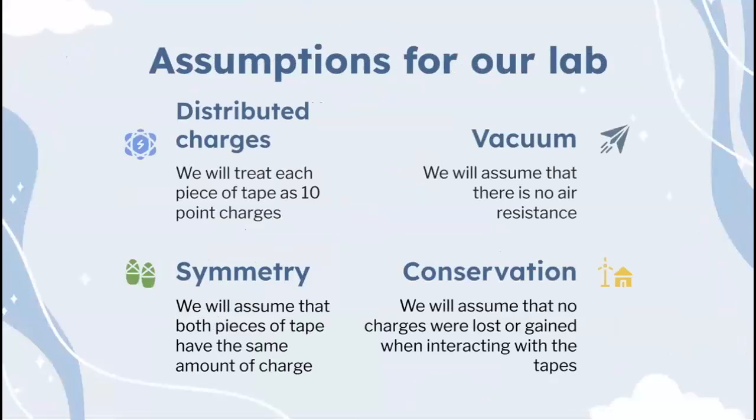So we will assume that each piece of tape has its charges distributed evenly. Specifically, it will be 10 point charges distributed evenly across a line. We will also assume that the experiment takes place in a vacuum and that no charges were lost or gained throughout the experiment. We also assume that the two pieces of tape were identical and symmetrical.